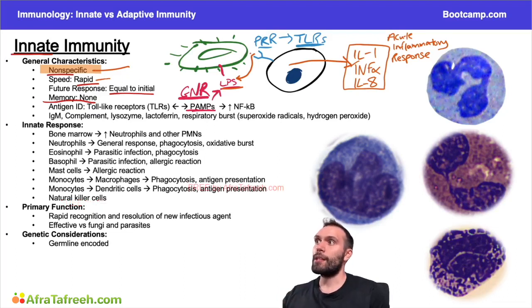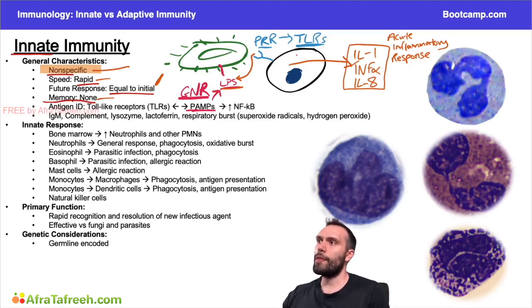It's rapid. As soon as it binds, we set off an acute inflammatory cascade. It's always going to be pretty much equal. It's always the same, right? It's not going to be different if I'm exposed 1 month versus another. It's always going to be the same. There's no memory to these receptors. We're just identifying a pattern that we know shouldn't be there potentially.